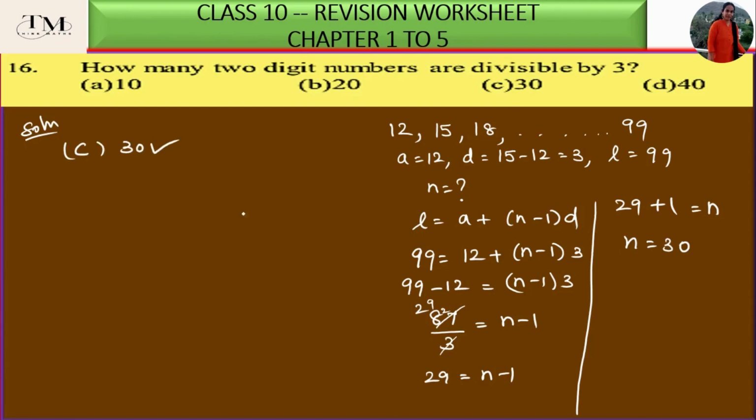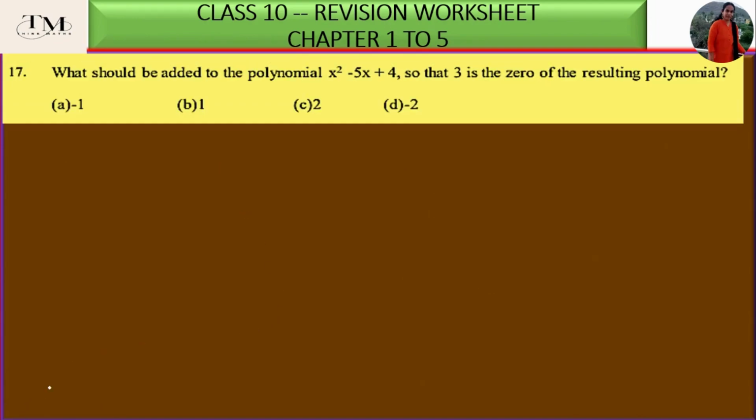So moving on to the 17th question. What should be added to the polynomial x square minus 5x plus 4 so that 3 is the 0 of the resulting polynomial? So what is given? There is a polynomial x square minus 5x plus 4. It is given that 3 is the 0 of the polynomial. That means if we substitute x is equal to 3, this polynomial will be equal to 0.